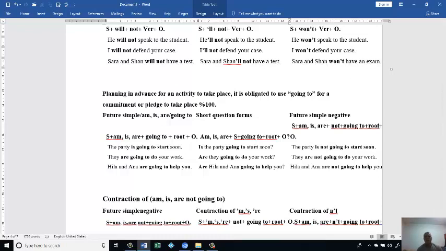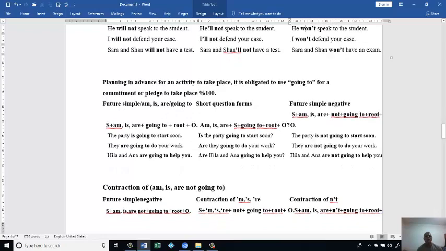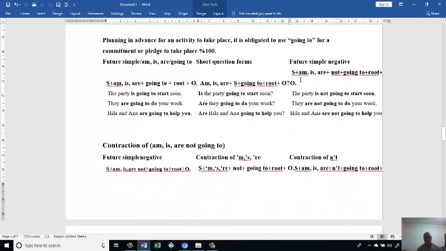Okay. Sometimes we have a pledge in advance for an activity to take place. It's obligated to use "going to." If you have a plan before an action, you do it. For a commitment or pledge to take place, we say 100% it is going to happen. We have the future simple: am, is, or are, plus going to, then the root of the verb. Okay, let's look here.